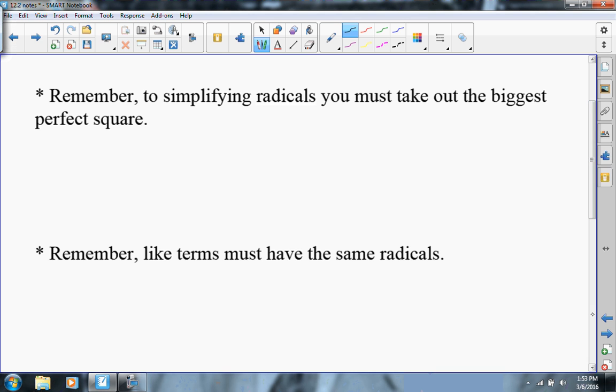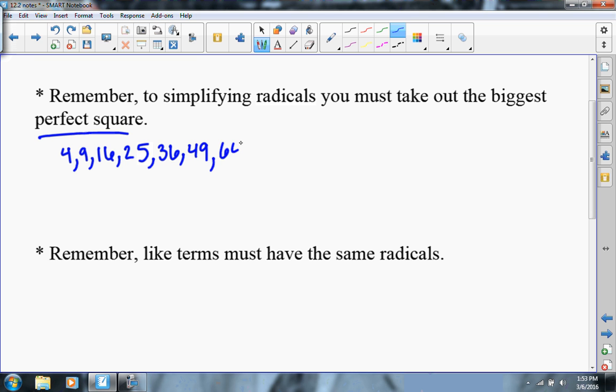And remember that when we're simplifying radicals, you have to take out the biggest perfect square. So that means we're going to divide any radical that's not already a perfect square by the biggest perfect square that goes into it. And those perfect squares are 4, 9, 16, 25, 36, 49. And again, I'm getting these by just doing 2 times 2, 3 times 3, 4 times 4, 5 times 5, 6 times 6, 7 times 7.